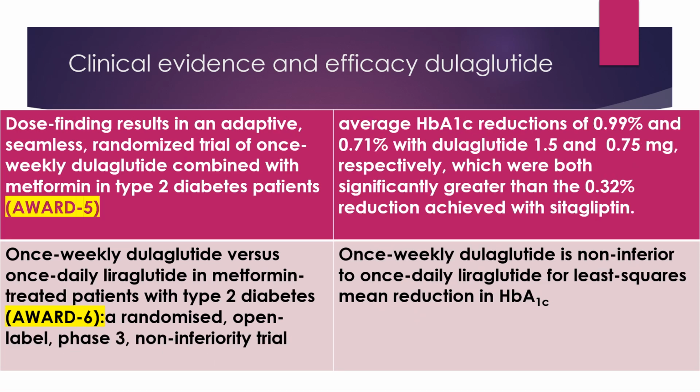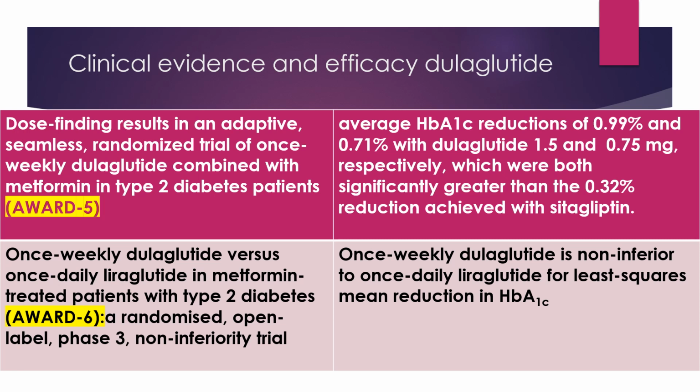In AWARD 5 trial, hemoglobin A1C was reduced by 0.99% with 1.5 mg dulaglutide, 0.71% with 0.75 mg dulaglutide, while hemoglobin A1C was reduced by 0.32% with sitagliptin. Regarding weight reduction, 1.5 mg dulaglutide achieved a greater reduction of weight than sitagliptin.